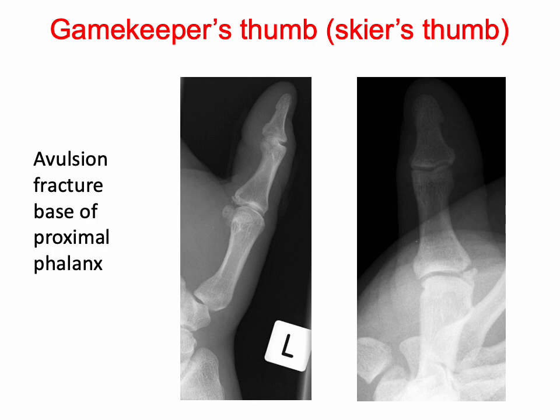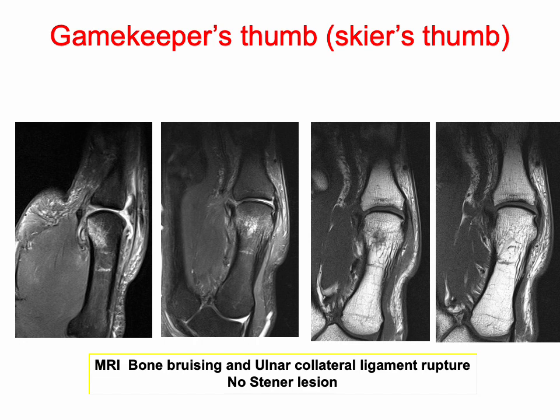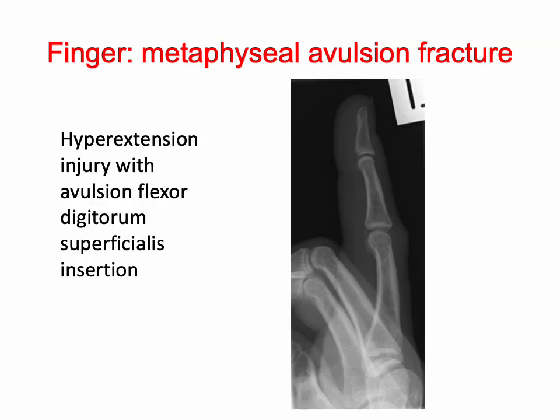So we can see there's an avulsion fracture of the base of the proximal phalanx. And MRI demonstrates rupture of the ulnar collateral ligament and bone marrow edema. Avulsion fractures are the result of hyperextension with avulsion at the flexor digitorum superficialis insertion. And that's this little fracture here.